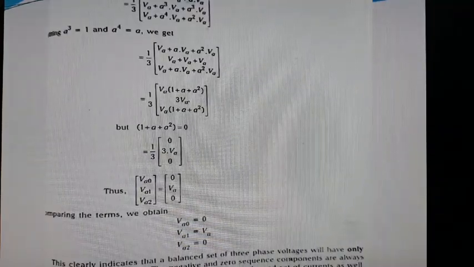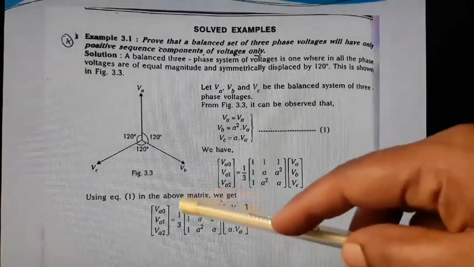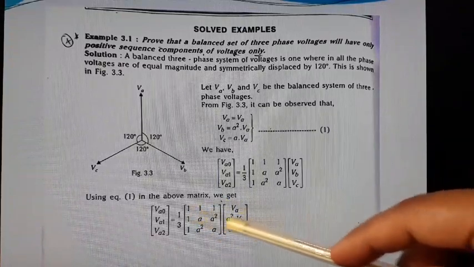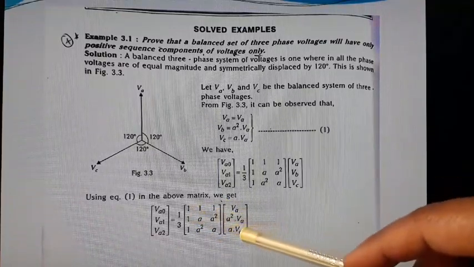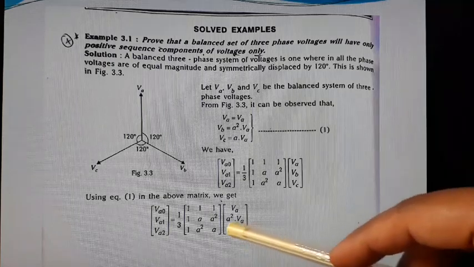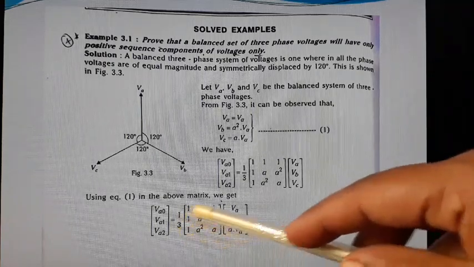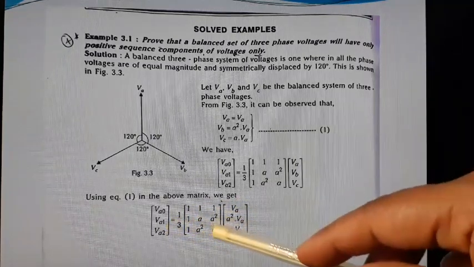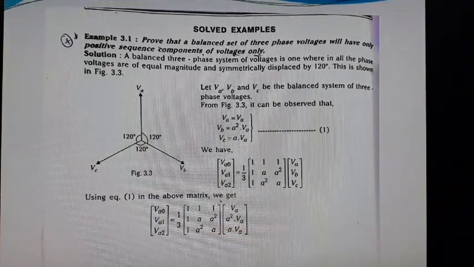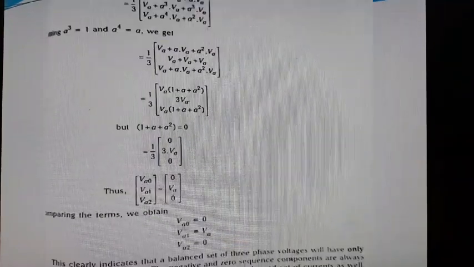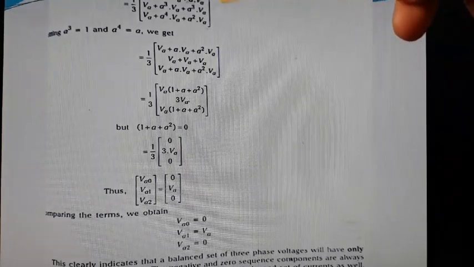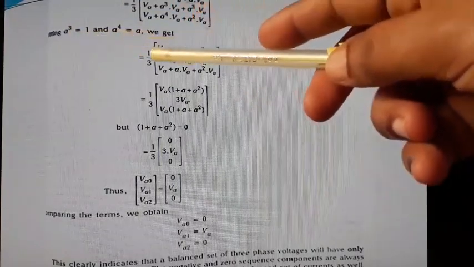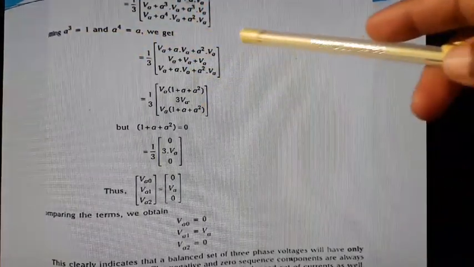Now, multiplying this 1 by 3 terms, here do the row-column wise multiplication. So 1 into VA plus A into A square VA plus A square into A VA for this one, and after that 1 VA plus A into A cube VA plus A cube VA. Like that, doing the matrix multiplication, we get this expression, and substituting A cube is equal to 1 as we know, and A power 4 is equal to A, we get 1 by 3 times this.